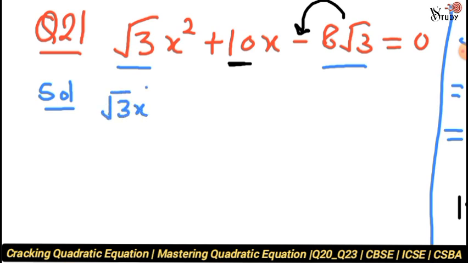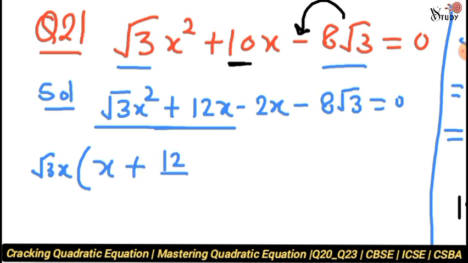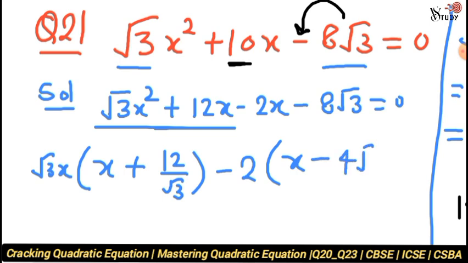√3x² + 12x − 2x − 8√3 = 0. Now take common from the first two terms. From the first two terms we can take √3x as common, and we have x + 12/√3. Negative, we take 2 as common, and we have x + 4√3 = 0.